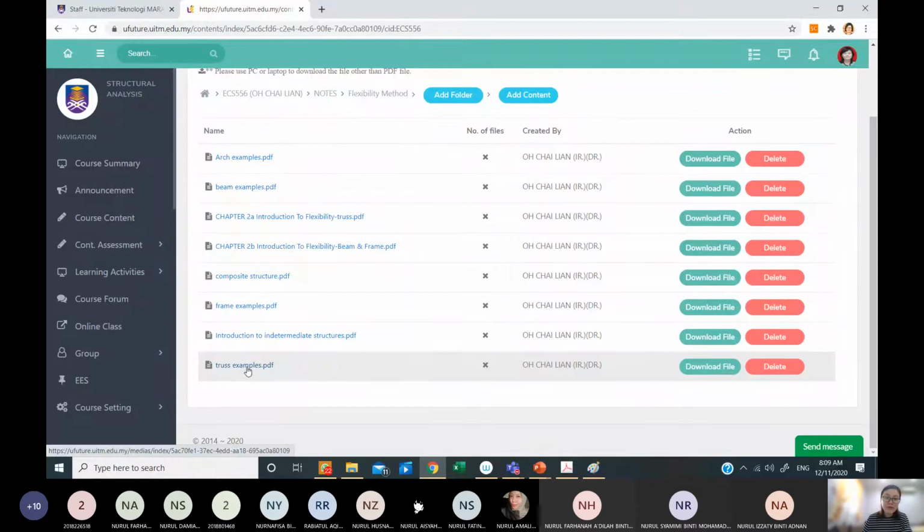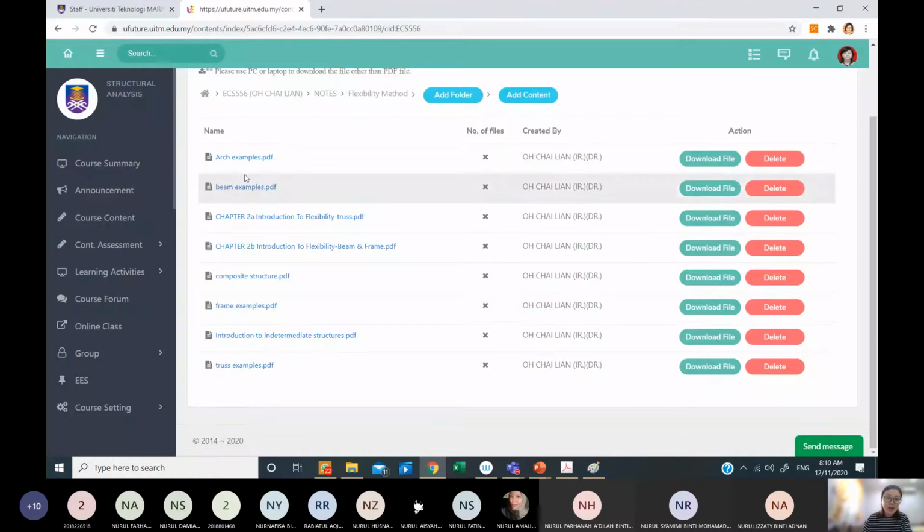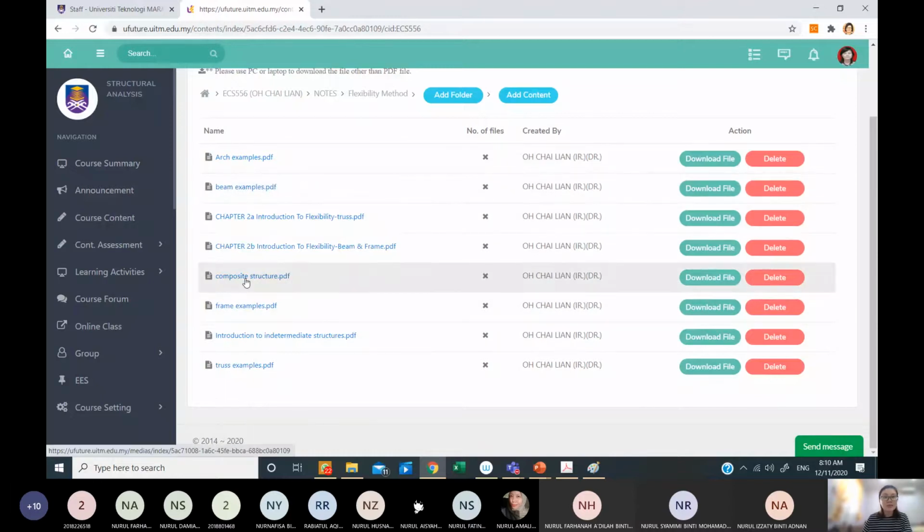Every week we are going to have a new structure, an application of the flexibility method on this new structure. For example, next week we are going to go for beam, and then the frame, and then arch and composite. But the principle of the flexibility method is the same, the procedure is the same. Only we need to do some modification or treatment. So we will spend about 3 to 4 weeks on this application, so that you can get yourself familiar with this method.